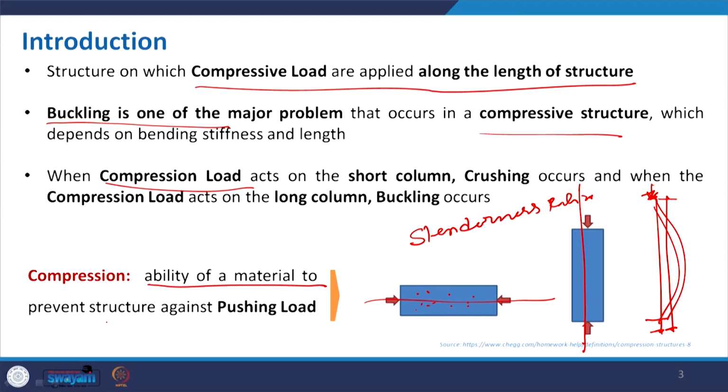This particular phenomenon is called buckling. If our material does not have good stiffness, buckling failure will also be a problem, so we have to take care of that. Now, just to have a recap, what is compression? Compression is the ability of a material to resist pushing load. Whenever we push the load, it can be from the upright direction, and we can also push from the horizontal direction. These are compression.